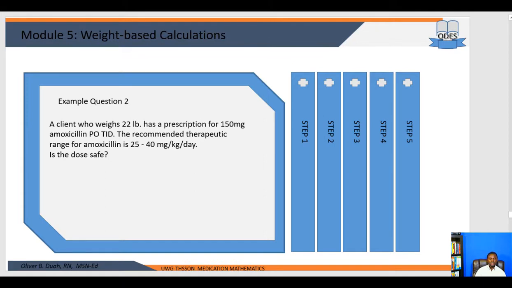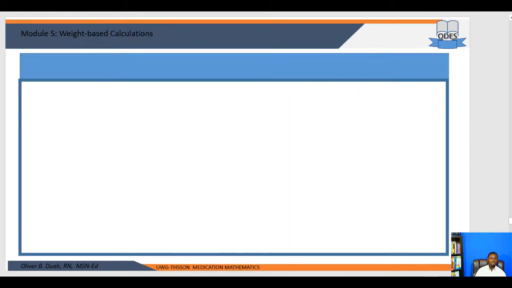Okay. Let's do another example. A client who weighs 22 pounds has a prescription for 150 milligrams of amoxicillin PO 3 times daily. The recommended therapeutic range for amoxicillin is 25 to 40 milligrams per kilogram per day. So remember that the prescribed dose is 3 times daily, that is per dose, but the therapeutic range is per kilogram. So let's solve for this question.